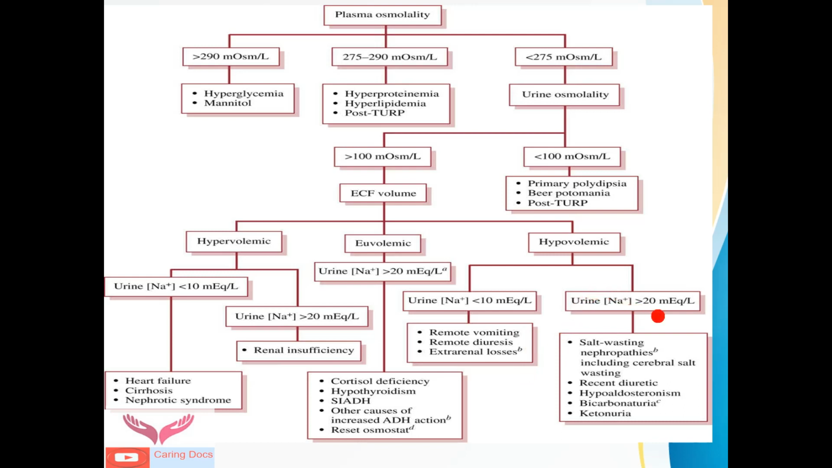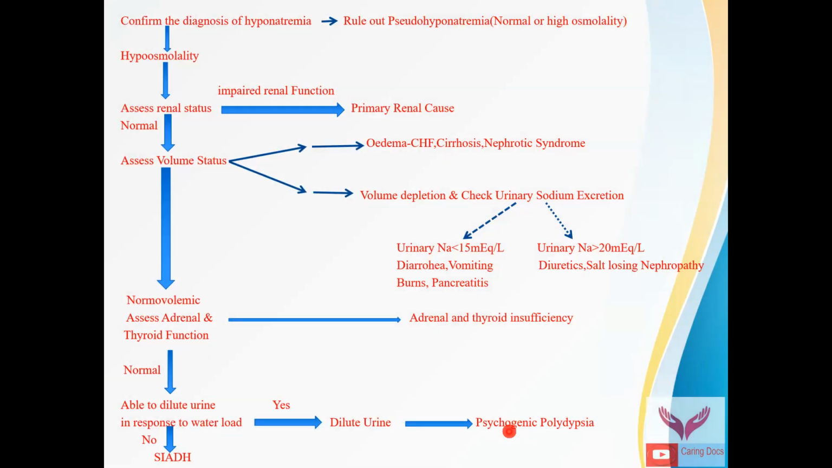If the urinary sodium is more than 20 milliequivalent per liter, it is a salt wasting nephropathy. We have to rule out recent diuretic use. Patient may be a case of hypoaldosteronism. Patient may be on bicarbonates, leading to excessive excretion of the bicarbonates, or patient can have a diabetic ketoacidosis. This was an algorithm, or we can also approach the case of hyponatremia in this way.